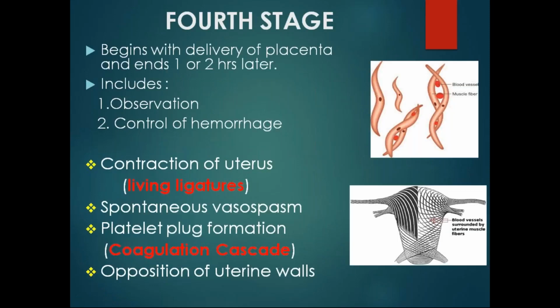In the fourth stage, the patient secures hemostasis by 4 methods. So you're observing whether this is taking place or not. So a good contraction of the uterus, spontaneous vasospasm of the vessels, formation of platelet plugs, and apposition of the uterine walls. All the 4 things will bring about a very efficient hemostasis. And that brings to an end the fourth stage of labor. And then if all is fine, the patient vitals are good, you can shift her to the ward.